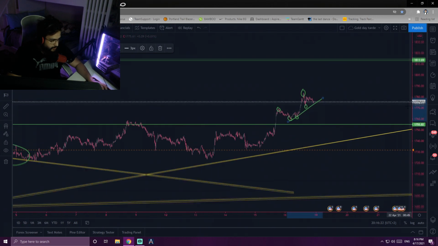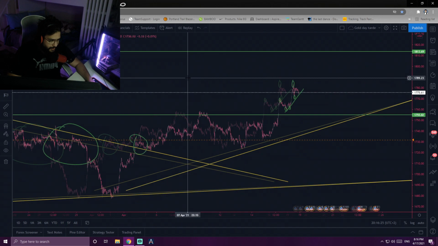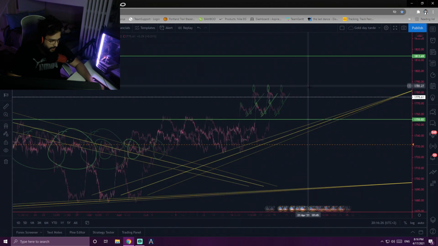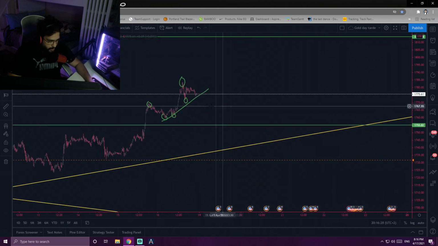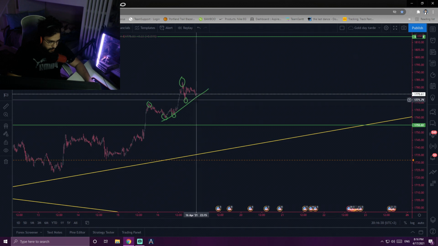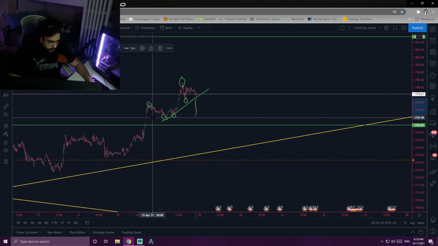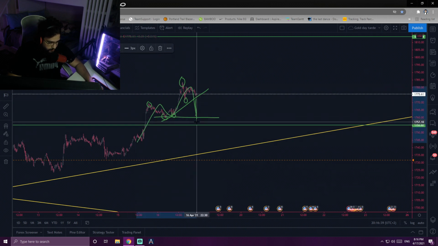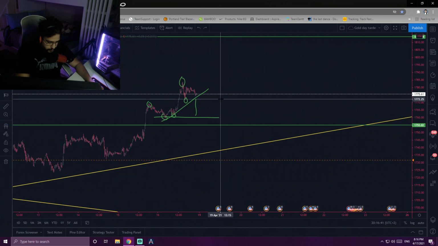How am I gonna enter for the next week? I'm a daily trader, so I trade daily. So if it broke this line right here, it can go all the way up to here. Okay, so to create an M shape right here, so we can take that trade.